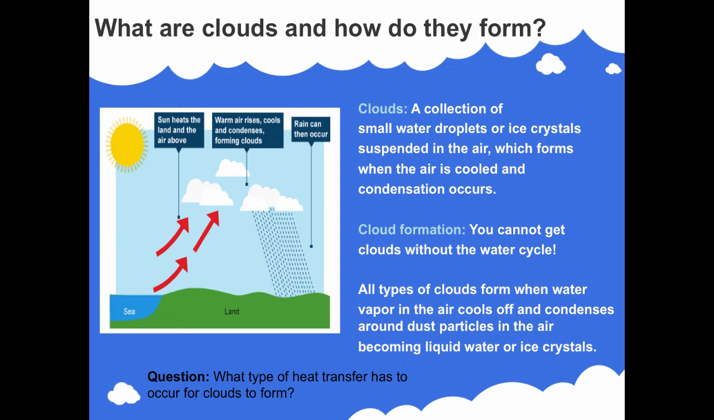So if you look at this diagram to help you answer that question, you'll notice that we have the sun here in the top left of the diagram, and it's providing some radiant energy onto the sea and the ground. And these warm arrows are pointing upward towards the clouds. And it says warm air rises and cools and condenses to form clouds. The key word there is that warm air rises, which should give you an indicator that this is a heat transfer of convection, where warm gases or liquids rise and cool gases and liquids sink.